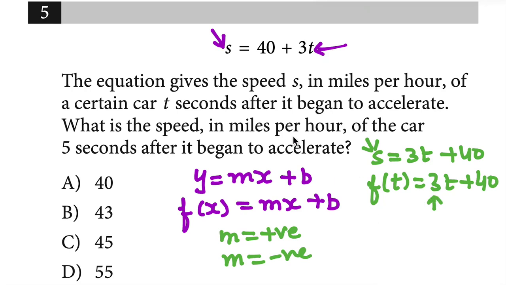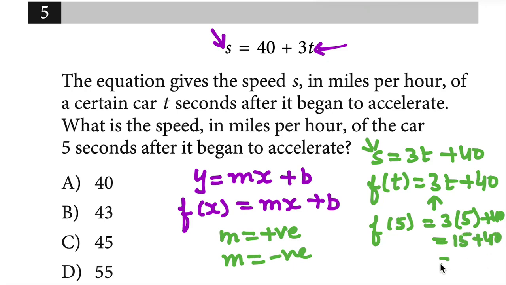Okay, perfect. So what is the speed in miles per hour of the car 5 seconds after it began to accelerate? That means the question needs us to give the input as 5. So simply give the input 5, and that is 15 plus 40, which is 55. So option D is correct. Clear?